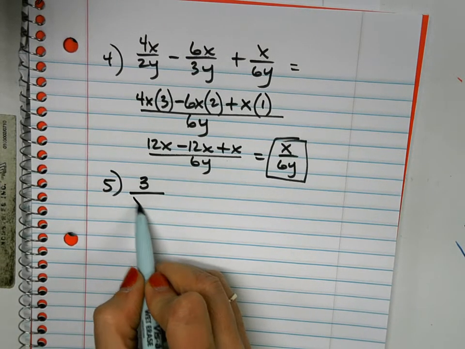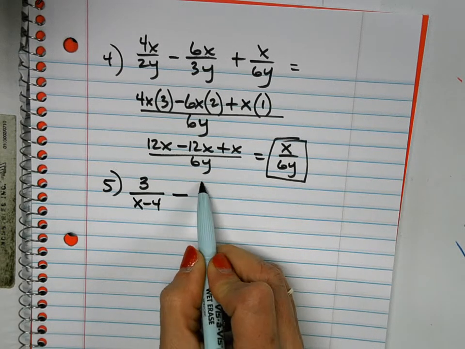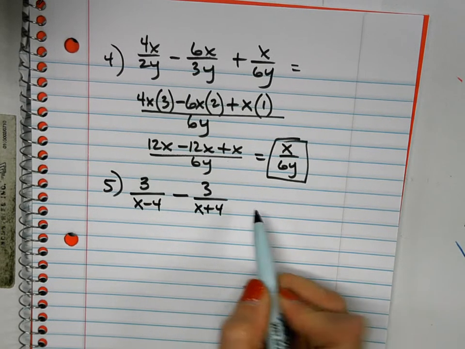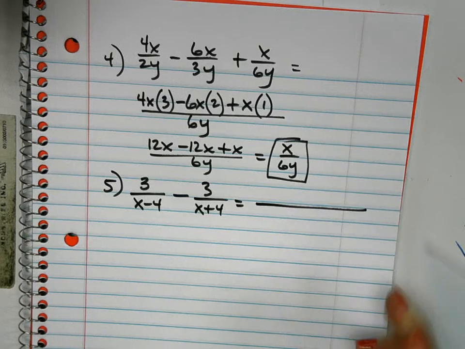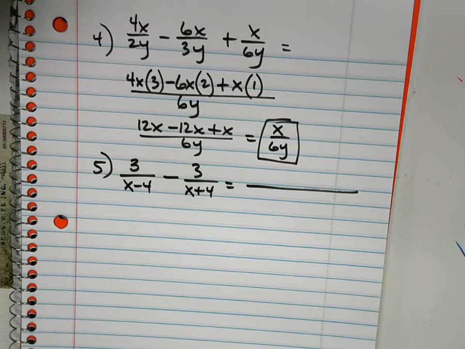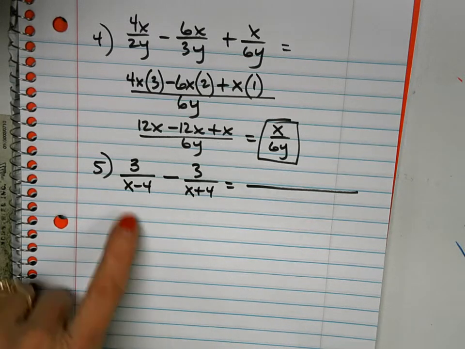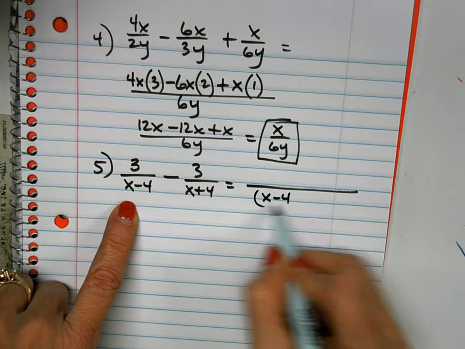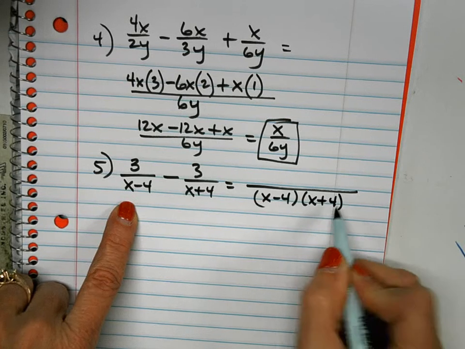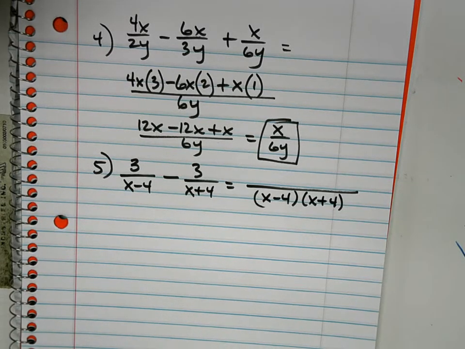3 over x minus 4 minus 3 over x plus 4. Set up a big fraction bar. What's going to be my common denominator here? Can I abbreviate those at all, or do I need each of them? I need them both, right? So I need an x minus 4, and I need an x plus 4. And again, the key would have been if I had stacked those, could I have reduced anything? And no. So you need one of each.